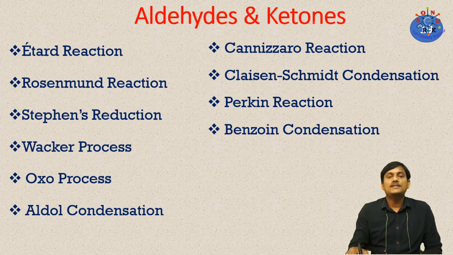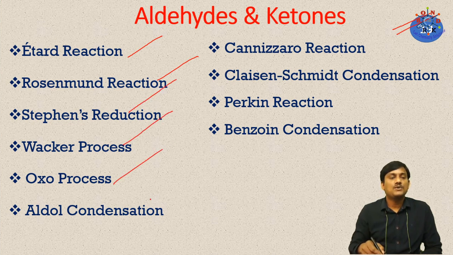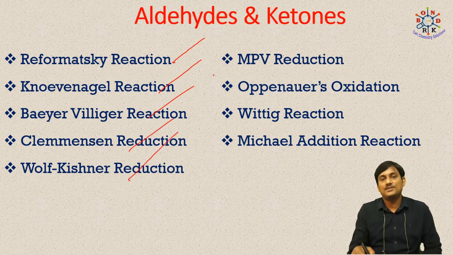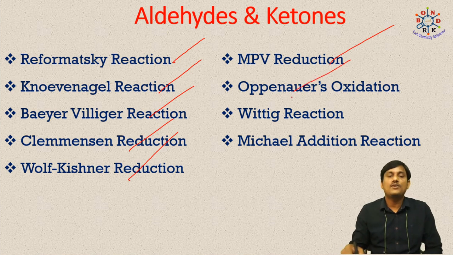In the case of aldehydes and ketones, we have 19 named reactions. These are very, very important named reactions. The first one is Etard reaction, Rosenmund reaction, Stephen reduction, Wacker process, Oxo process, Aldol condensation, Cannizzaro reaction, Claisen-Schmidt condensation, Perkin reaction, Benzoin condensation, Reimer-Tiemann reaction, Knoevenagel reaction, Baeyer-Villiger oxidation reaction, Clemmensen reduction, Wolff-Kishner reduction, MPV reduction, Oppenauer oxidation, Wittig reaction, Michael addition reaction. All these reactions are very, very important.